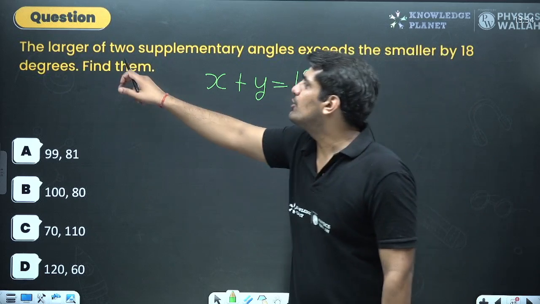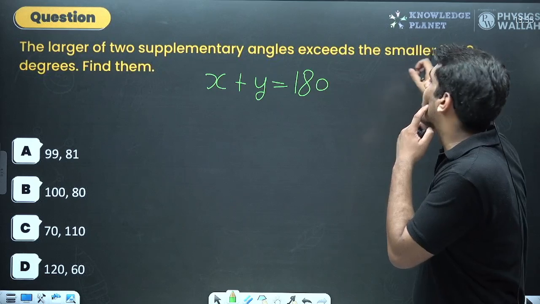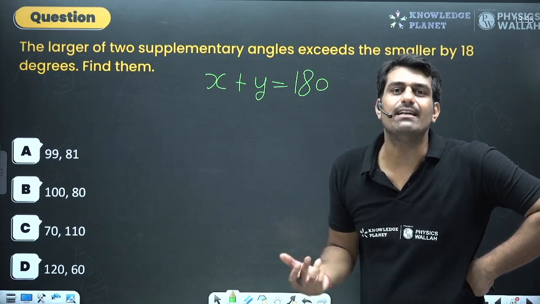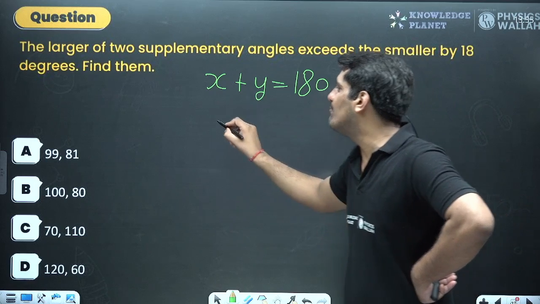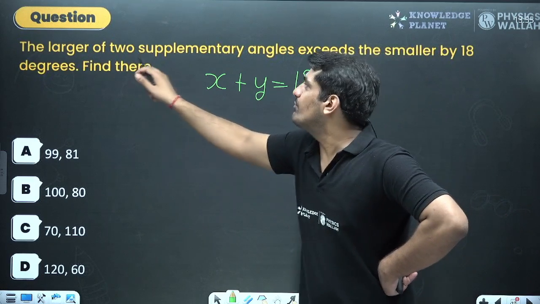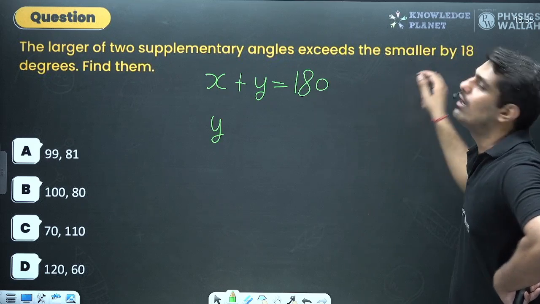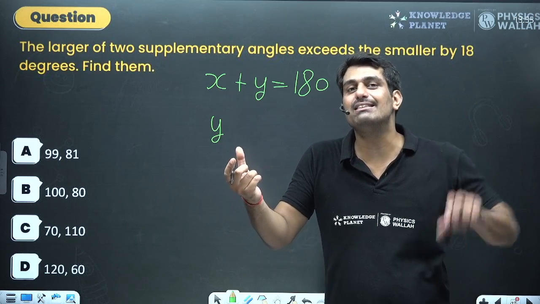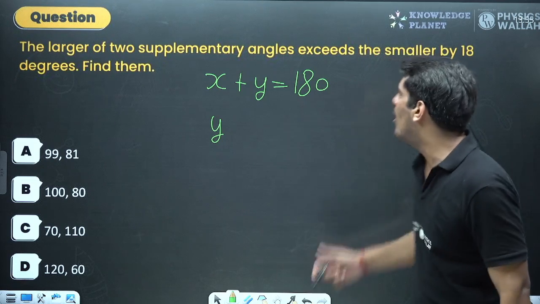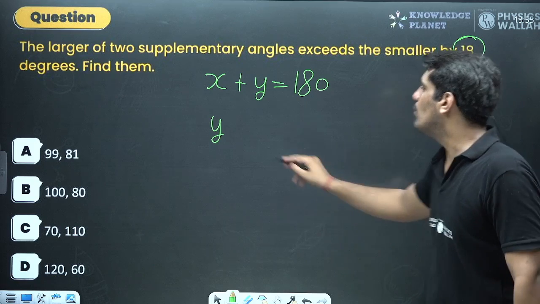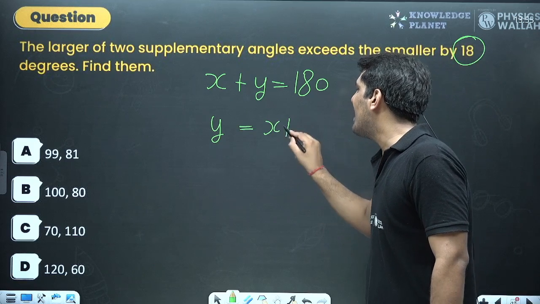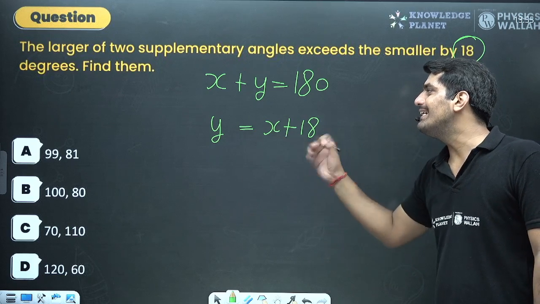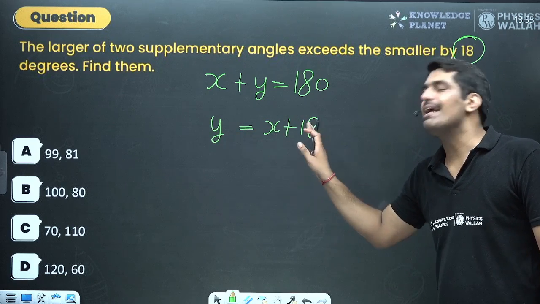Next, the larger of the two supplementary angles exceeds the smaller by 18. Now, over here, when we did the addition, it doesn't matter which one is the greater. So let us say y is the greater one. The larger of the two supplementary angles exceeds the smaller, so definitely the greater one would have some extra amount compared to the smaller one. So how much extra? 18. If I add 18 to x, I'll get the value of y. y equals x plus 18, because y exceeds x by 18.